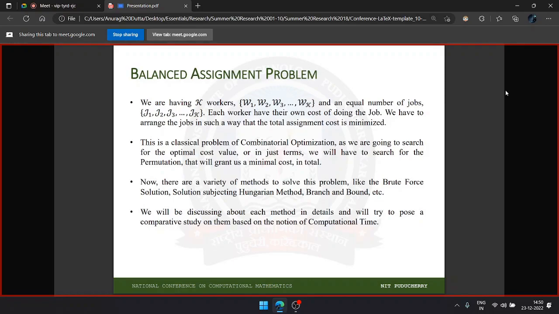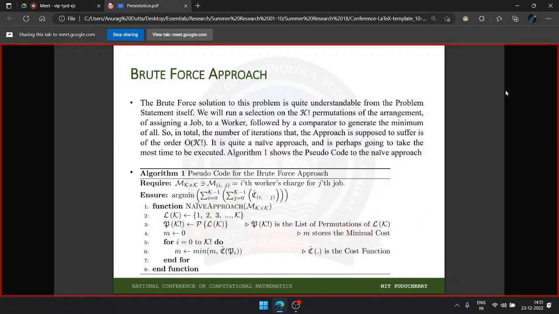Now, there are various methods to solve this problem, like the brute force solution or the naive solution, then the Hungarian method, then the branch and bound method, and many other methods too. We will be discussing each of these methods in detail, and we'll try to pose a comparative study on that. So, this slide is about the brute force approach.